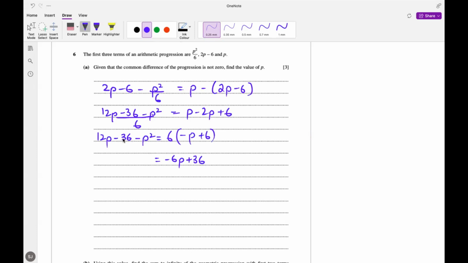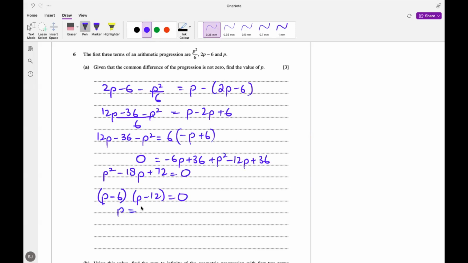And we'll bring the terms on the left hand side to the right hand side to make it positive. So we can write it as plus p squared minus 12p plus 36, and we'll have it equal to 0. We'll rearrange the equation to write it as p squared, and minus 6p minus 12p will be minus 18p plus 36, and plus 36 will make it plus 72 equals 0. Factorizing this, we'll get two values of p as p equals 6 and p equals 12.